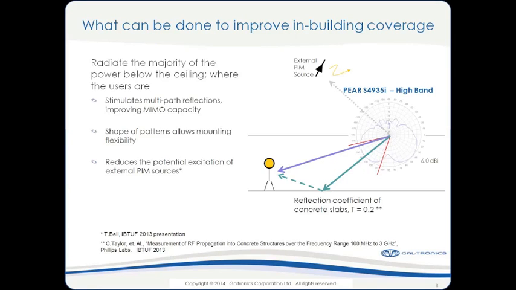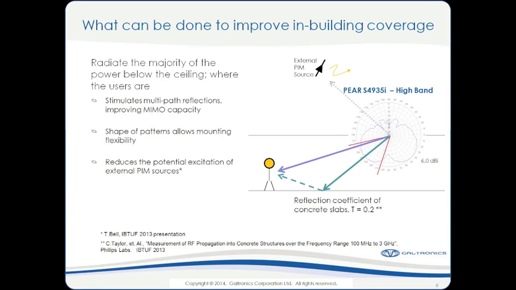In this case, you see the antenna pattern shown in the figure on the right has a gain of 6 dBi at this particular frequency, which I believe is around 1900 megahertz. The user is located below the ceiling, standing on presumably a hard floor surface, typically concrete, with a reflection coefficient of something like 20%. We want to radiate the power below the ceiling towards the user, but we also expect in building environments to see multipath reflections, which contribute power also to the received signal. So an antenna pattern like this is something that we believe is beneficial for in-building installations.